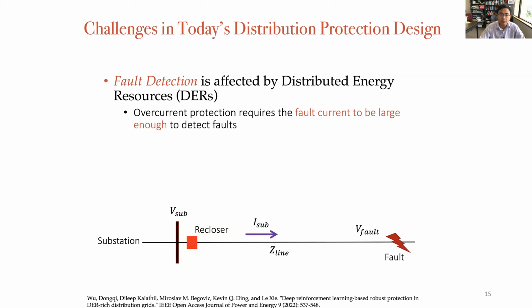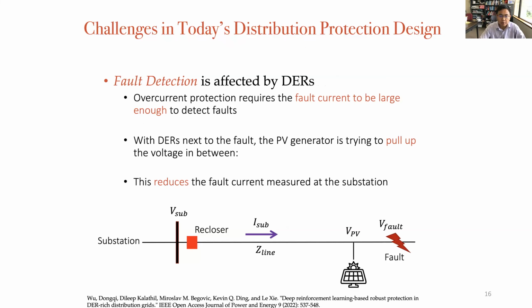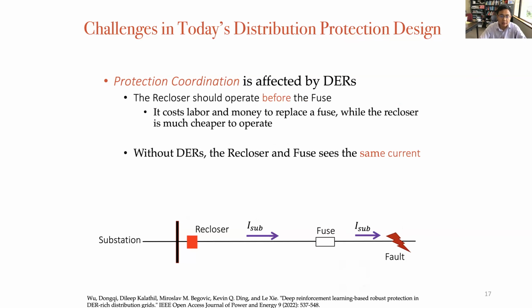Traditionally, a fault is detected by examining the current that is going through the reclosers. However, if the DERs are very close to the fault situation, there might be a situation where the photovoltaic generation is trying to pull up the voltage in between, which then reduces the difference between the normal operating condition and faulty operating condition. And that is going to make the recloser somewhat confused. They don't have a good, clear boundary to classify normal versus abnormal situations. And that is a challenge for today's design of protective relay.